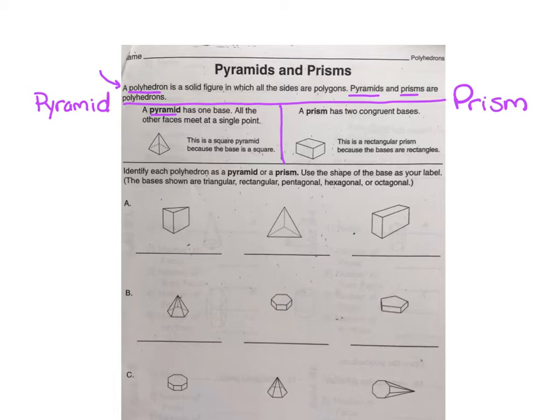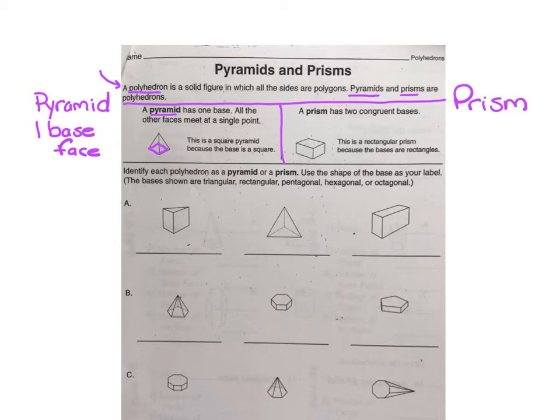A pyramid has one base face. In the case we're given here, the base is a square. Remember, squares are rectangles, and this is a rectangular pyramid, or you can call it a square pyramid. That's one feature, looking at the base face. When there's just one base face, it's a pyramid.